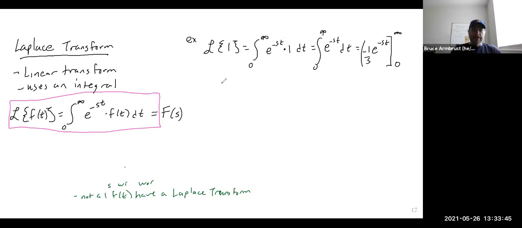Now, I'm going to be lazy here. I'm not going to write limits and all that. We're just going to plug in infinity. So we get minus 1 over s, e to the minus s times infinity, plus, because we're subtracting a negative, 1 over s.